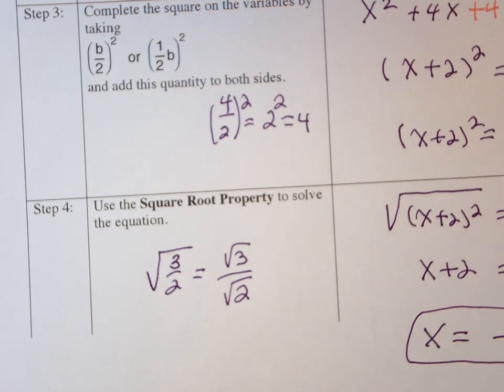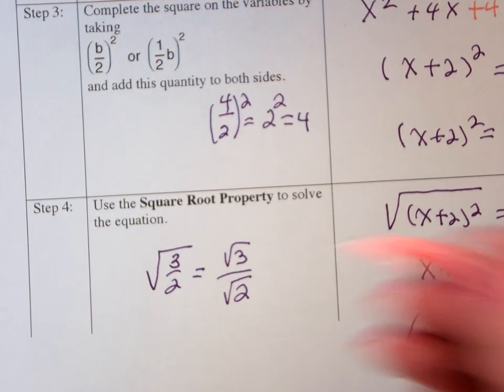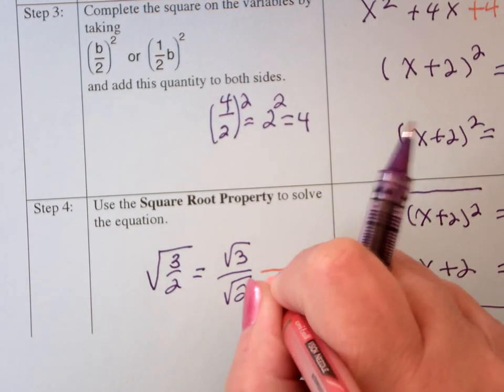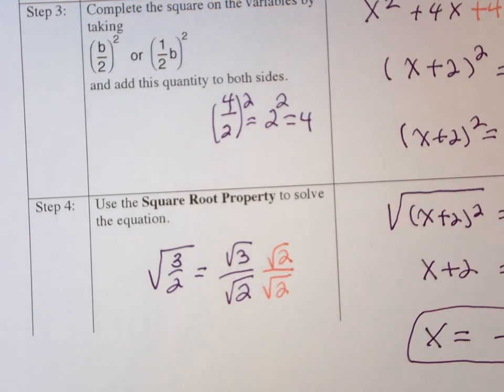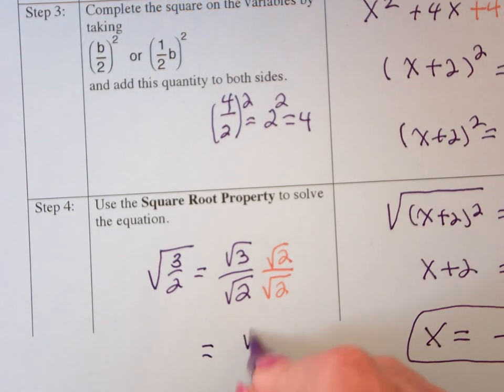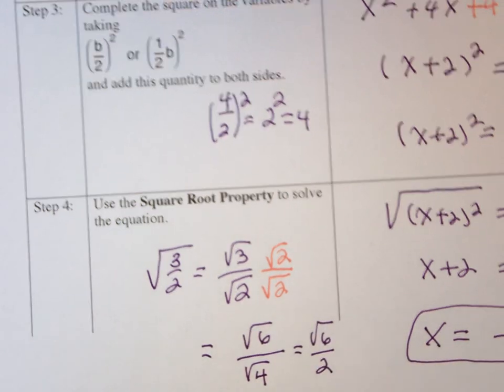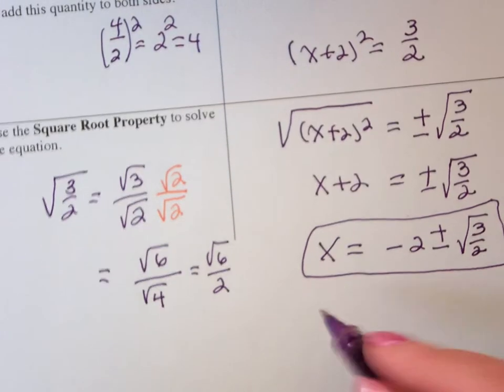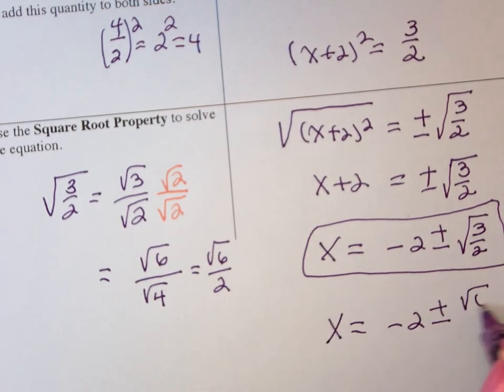Well, most math books still don't like it. So what would you need to do? You would need to rationalize the denominator. As this is a square root, it's easy to do. Just multiply by the square root of 2 over the square root of 2 itself. So this becomes the square root of 6 over the square root of 4, which is a square root of 6 over 2. So your book then would rewrite this as x is minus 2 plus or minus the square root of 6 over 2.